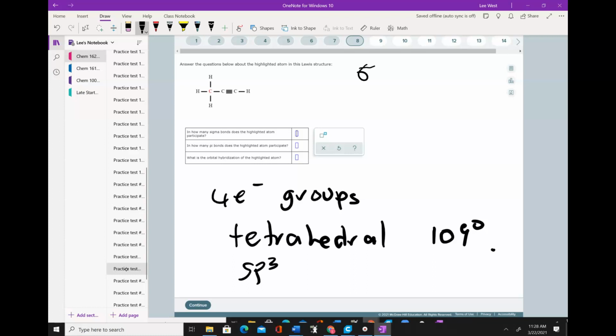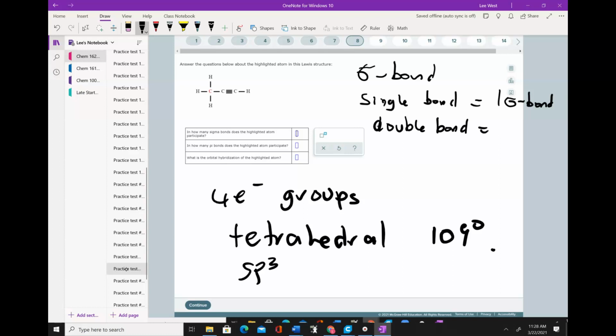Sigma bonds, remember that a sigma bond is formed by the end-on overlap of orbitals, not the side-on overlap, and a single bond is 1 sigma bond. A double bond is 1 sigma and 1 pi, and a triple is 1 sigma and 2 pi. So in this case, we've got 4 single bonds, so therefore the highlighted atom is participating in 4 sigma bonds.